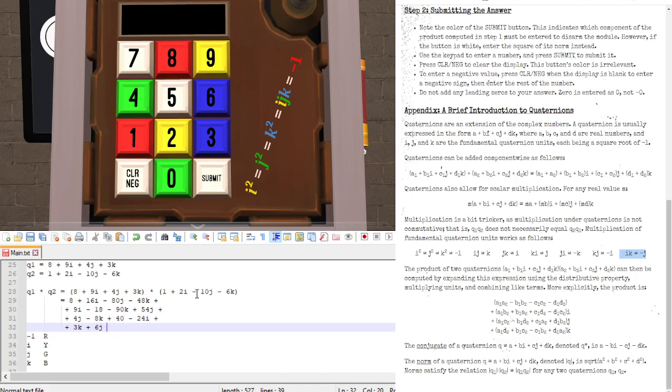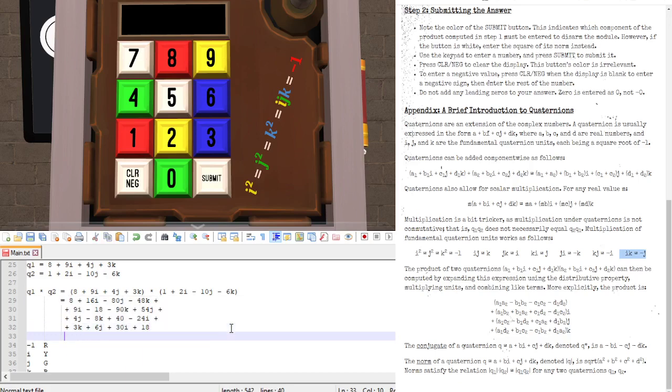Now 3k times minus 10j, 3 times minus 10 is minus 30, and k times j, kj, that's from right to left, therefore minus i, so minus and minus yields plus. And 3k times minus 6k, 3 times minus 6 is minus 18, and k times k is k squared, which is minus 1, so we change the sign. So that's how you actually calculate these, and this whole sum is the product.